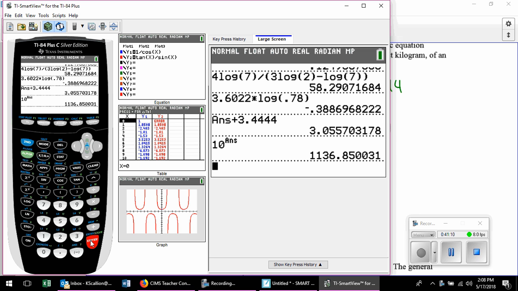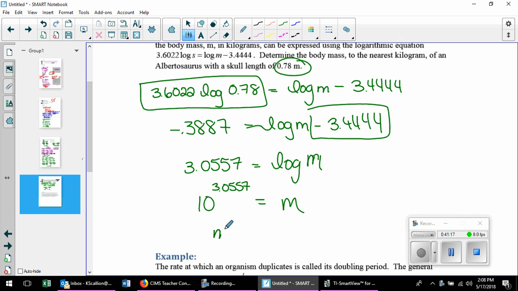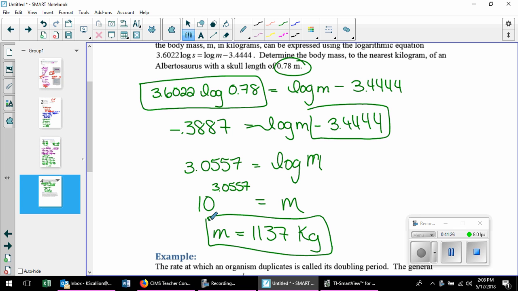What am I supposed to be rounding to? The nearest kilogram. So what am I rounding to? 1,137 kilograms. So let's say that was a 2-mark question on a provincial exam. If you rounded too early, you would have lost a half mark. If you forgot your units of measure, you would have lost a half mark. So all of a sudden, you're down to 1 out of 2 for simple things that have nothing to do with your knowledge of law.